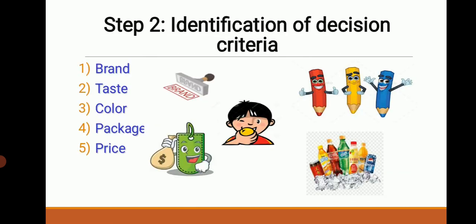So in step 2, the identification of decision criteria. That means in my mind the next thought will be what brand I want to drink, whether the cool drink will be tasty or not, what color I want to choose, a mango flavor or orange flavor, like that. We want an attractive package. We will love to have attractively packaged cool drinks. Then some people will see the price. So these are the decision criteria: brand, taste, color, package and price.